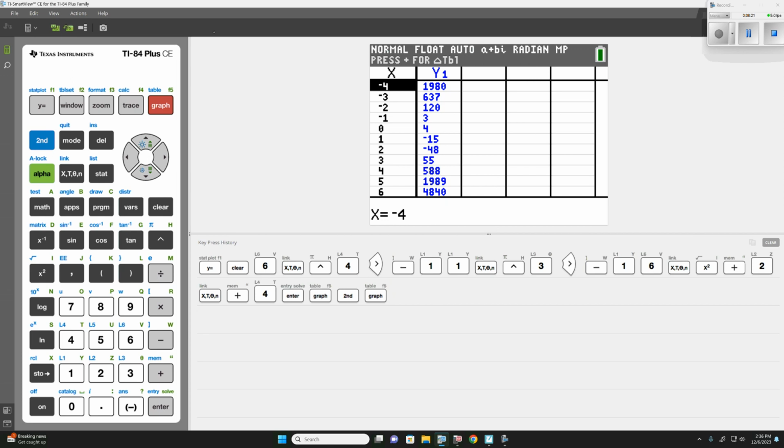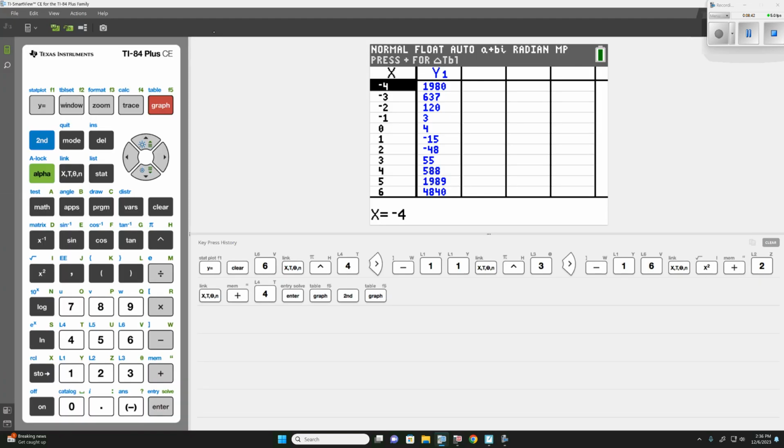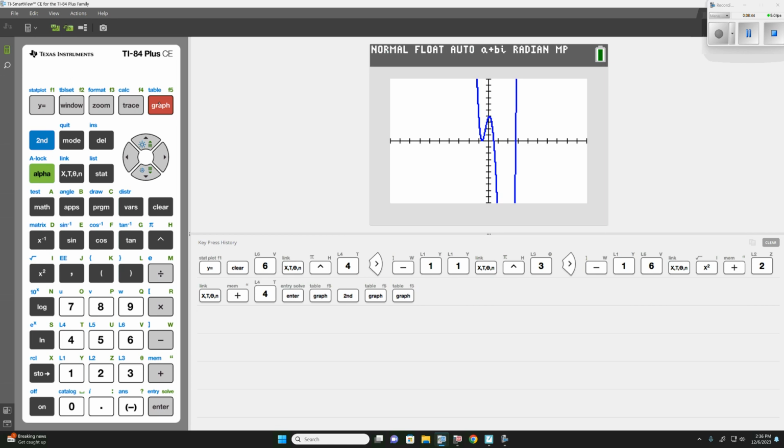And graphed it. And here, looking at the table, we can see 1, 2, 4, -1, -2, -4. None of them give us a y value of 0, so they're automatically gone. So now we're looking at just our fractional answers. We can do that, and we'll pick those values. But what we can also look at is the graph itself.